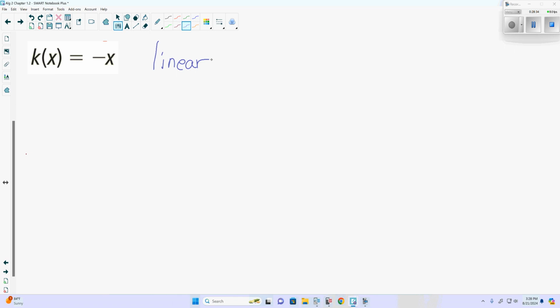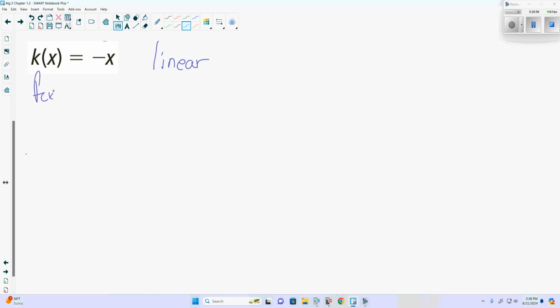If there's a power of 2, it's quadratic. So constant is just all real numbers. Constant would be f of x equals 2. It's just a number. So linear is always x. X, yep.